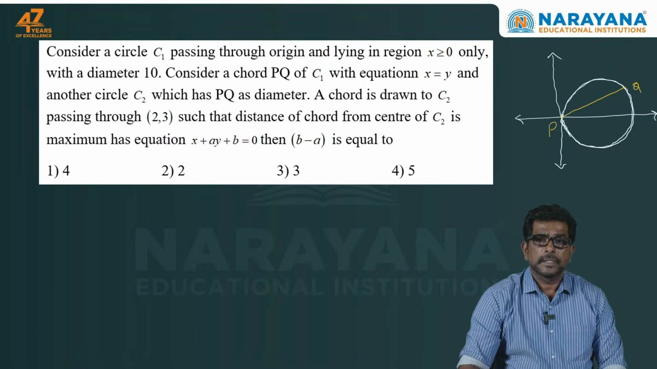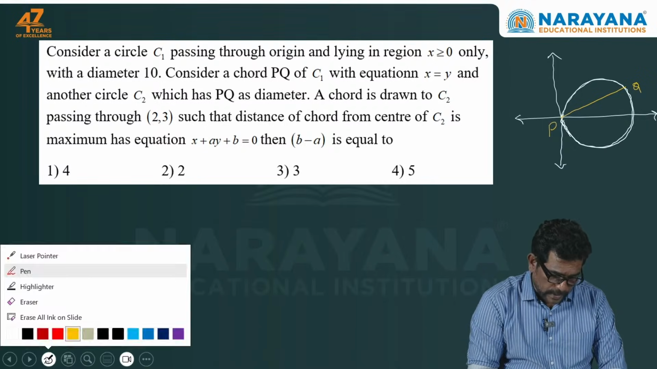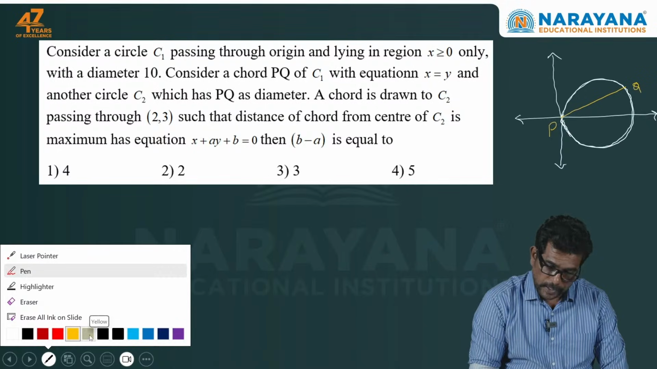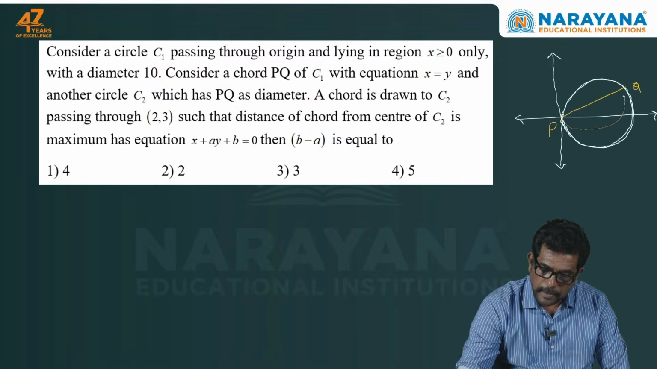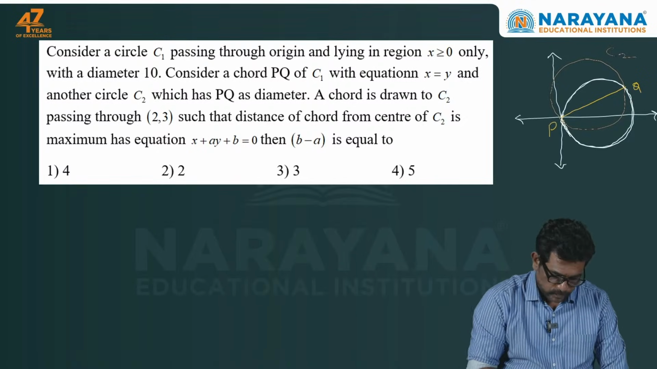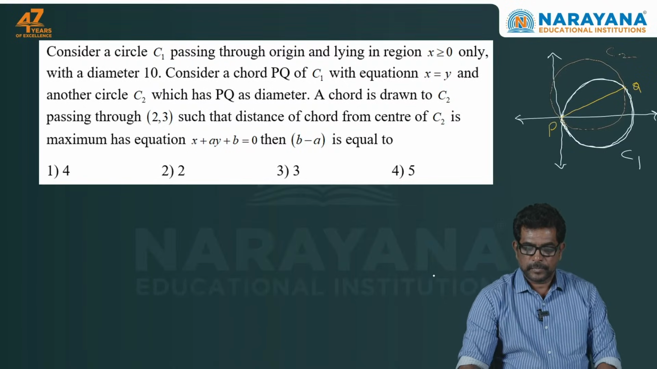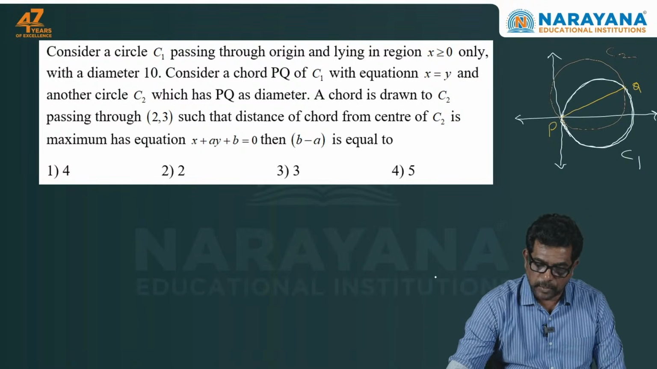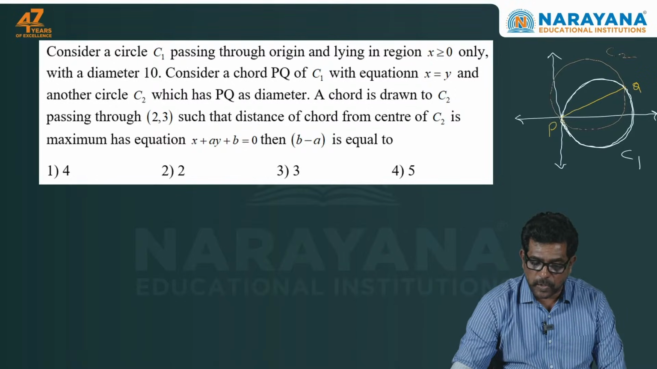Now see there, another circle C2 which has PQ as diameter. One more circle is drawn here. For that circle, PQ is the diameter. This is the second circle, this is C2 and this is C1. Now C2 has the diameter PQ. A chord is drawn to C2 passing through (2, 3).